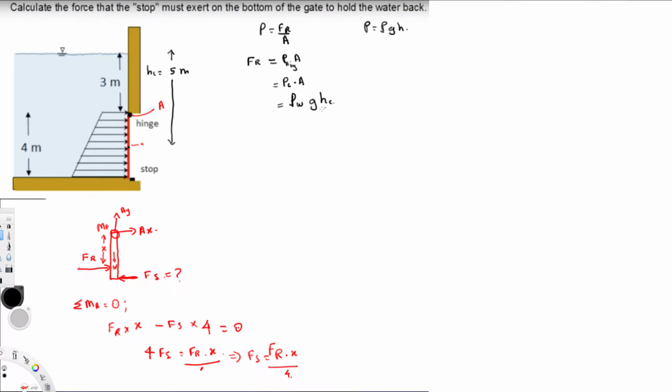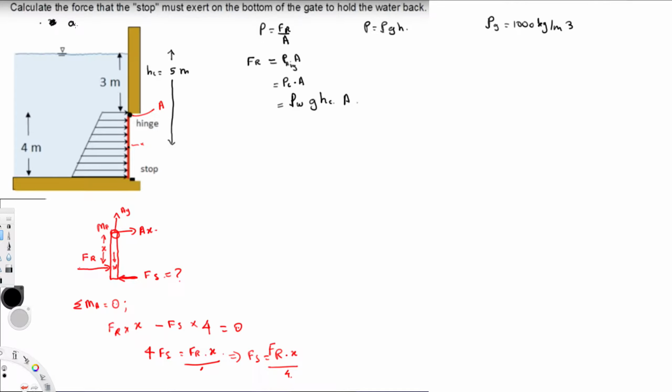So we can calculate this value because we know the density of water is 1000 kilogram per meter cube, and the acceleration due to gravity is 9.81, times hc, times the area. They have provided the height of this one, but we don't know the width. They haven't provided it. Let's assume this is 1.